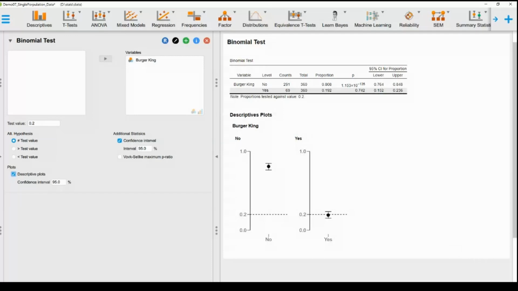Because the null hypothesis says that the market share equals 20%, we look at it from the perspective of the confidence interval. Because it spans 0.2, we cannot reject the null hypothesis, so we agree that Burger King's market share is indeed 20%.